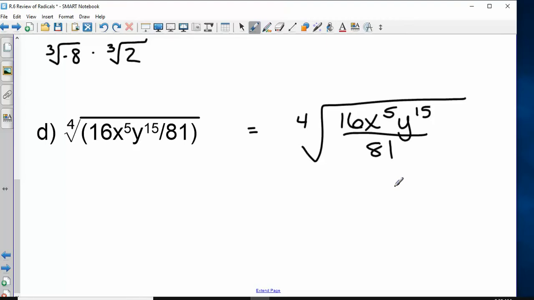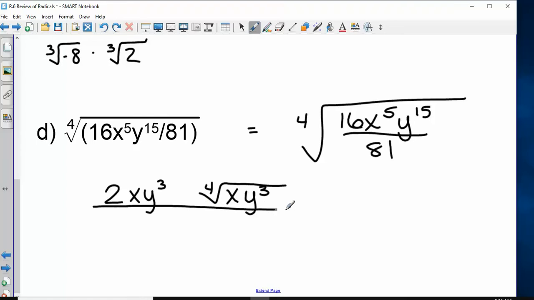Okay. Can we do the 4th root of 16? Yes, what is that? So a 2 comes out. If you have 5 x's, how many groups of 4 do we form? 1 group with how many left over? 1 left over. If you have 15 y's, how many groups of 4? 3. How many left over? 3. Do you guys know how we're getting those numbers?